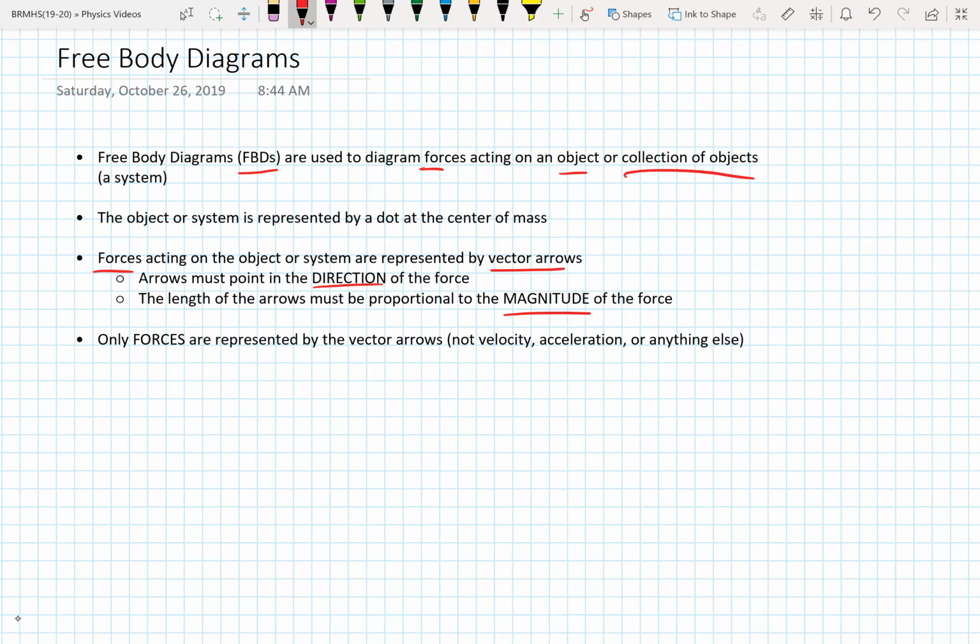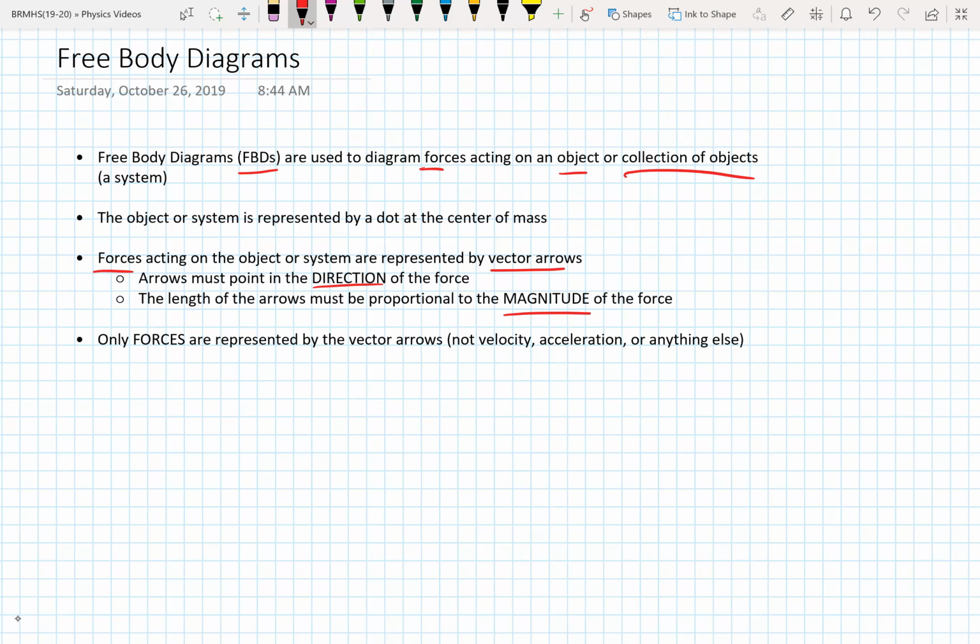Only forces are represented by vector arrows. We're not diagramming anything else. Velocity, acceleration, nothing else goes on the free body diagram. It's just forces acting on that object or that system. And we have to have the free body diagrams done properly before you do anything else.